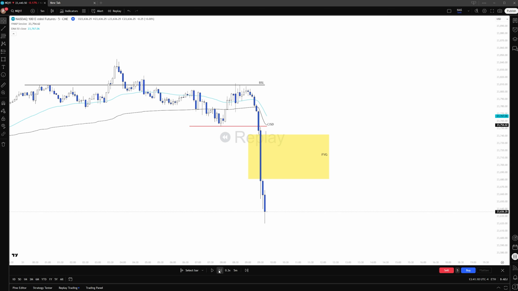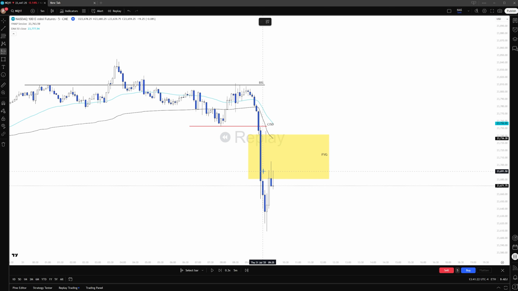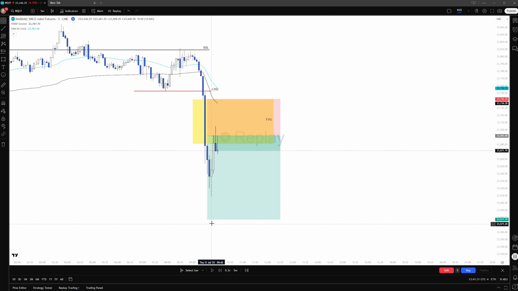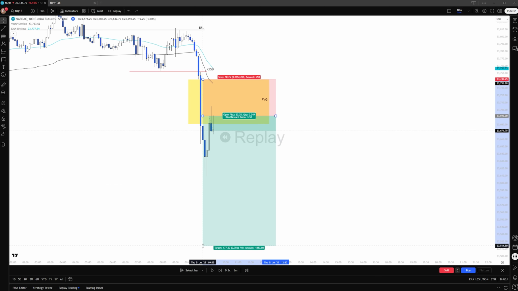So let's just continue, keep going. Boom, it gets tapped into the fair value gap. That is exactly where I'm looking to short. So I would add my shorts somewhere right here, and have my stop losses at the highs. I'm risking 50 points and I'm going to be targeting 200 points, like so.